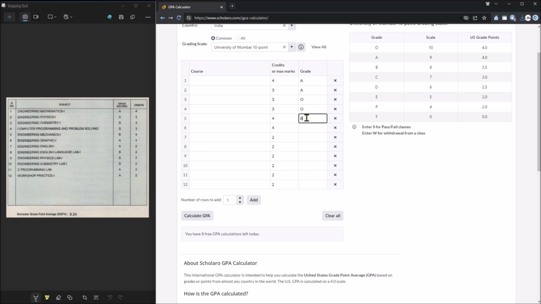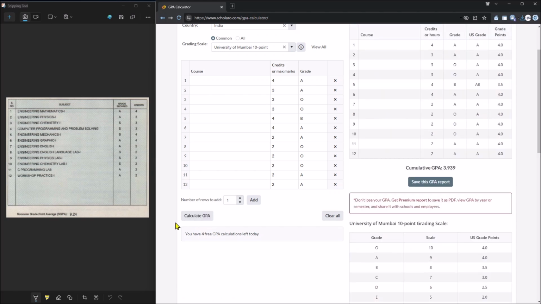Then there is B, A, O, A. After that you can click on Calculate GPA. So you can see that your cumulative GPA is 3.939.